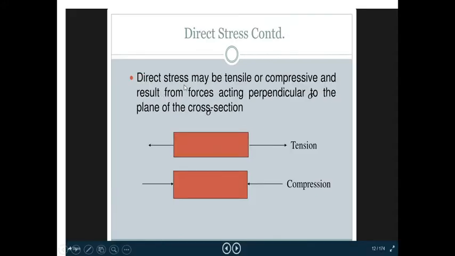Direct stress may be tensile or compressive and results from forces acting perpendicular to the plane of the cross section. So first one is tension, second one is compression. You can see this diagram, the difference of tension and compression. In tension, the arrows will be outside, and in compression, the load will be acting inside. So that is the difference of tension and compression.